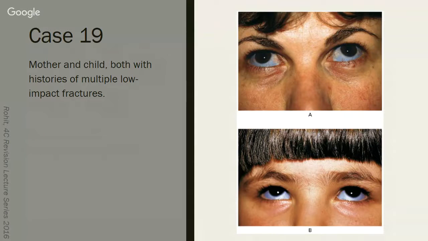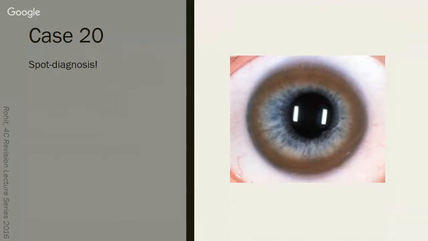Blue eyes, right? And the history of fractures. Not blue eyes, sorry, blue sclera. And the history of osteogenesis imperfecta. Makes sense. And this one, moving down, spot diagnosis.